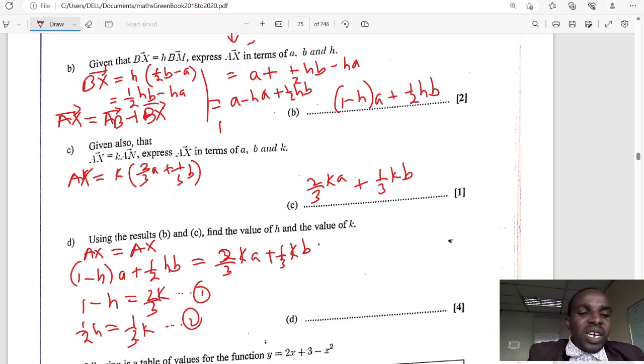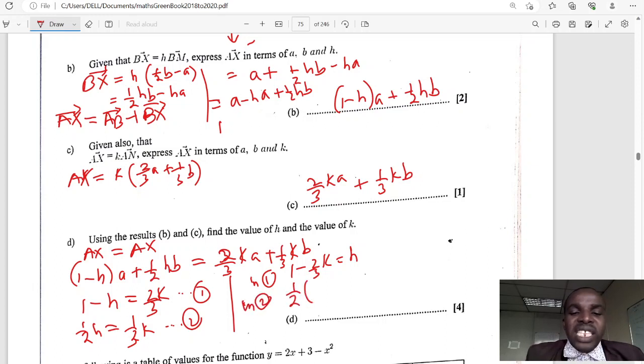Then in equation 1, you can make H the subject, then substitution will make sense. So in equation 1, you can say 1 minus 2/3 K is equal to H. These are simultaneous equations, take note of that. Then substitution in 2: you can say 1/2, then where there's H, you put 1 minus 2/3 K, and it is equal to 1/3 K. So it's an equation that you can work out.